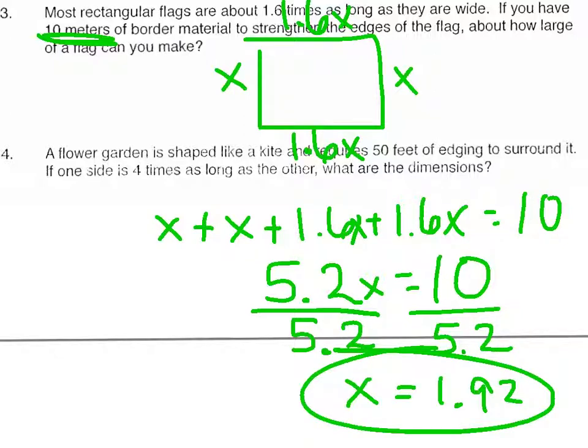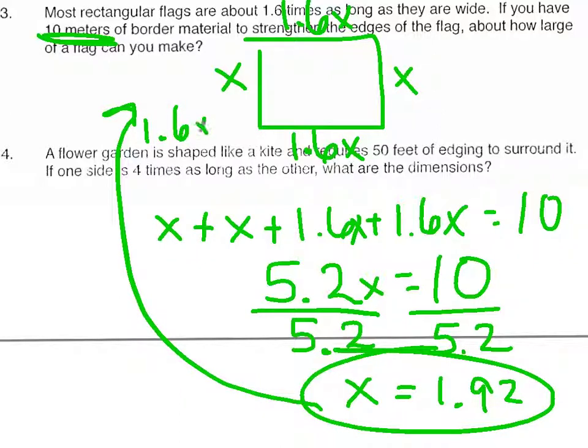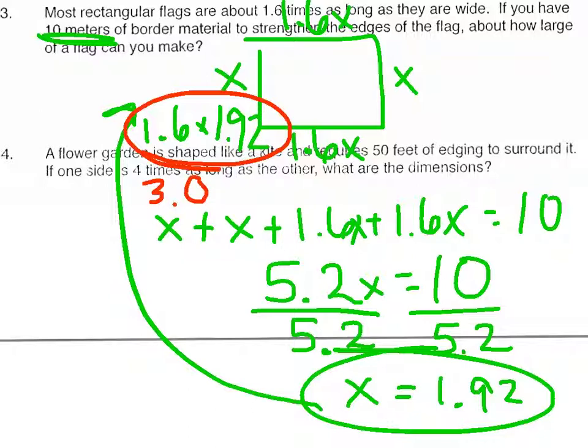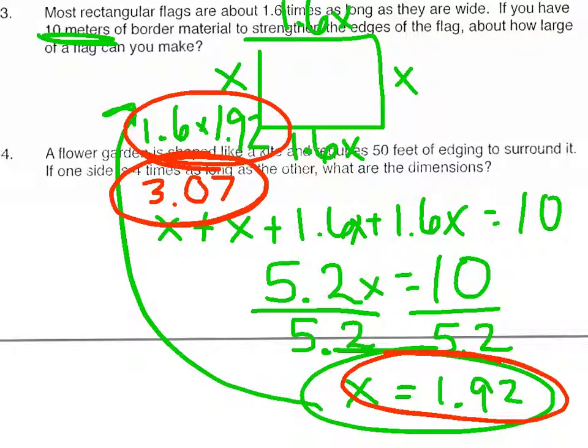Now, that's the length of the sides. We need to multiply that by 1.6 to figure out the length of the flag. So I have 1.6 times 1.92. And I know I'm kind of all over the place here. Where I'm working is right here. 1.6 times 1.92. Again, I'm just doing x times 1.6. And what is 1.6 times 1.92, Annika? 3.072. So we'll say the dimensions of this flag are 1.92 and 3.07.